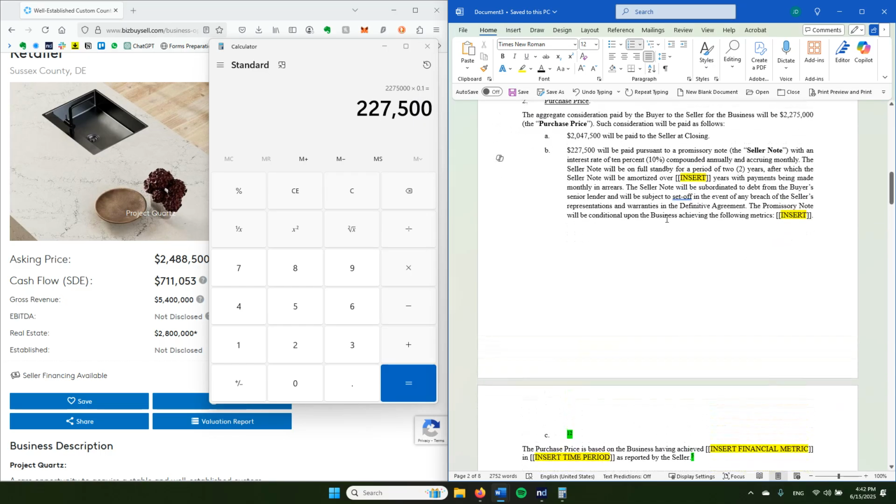And then, let's see. This language would have the note on full standby for 2 years. So I'm going to shorten this. This is no longer needed for SBA, or no longer eligible as an equity injection for the seller note.